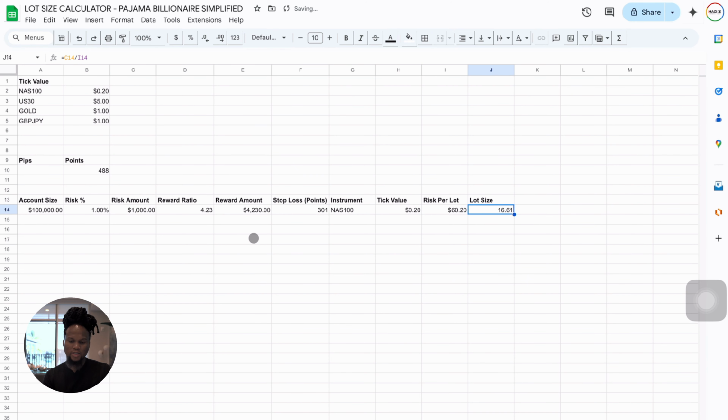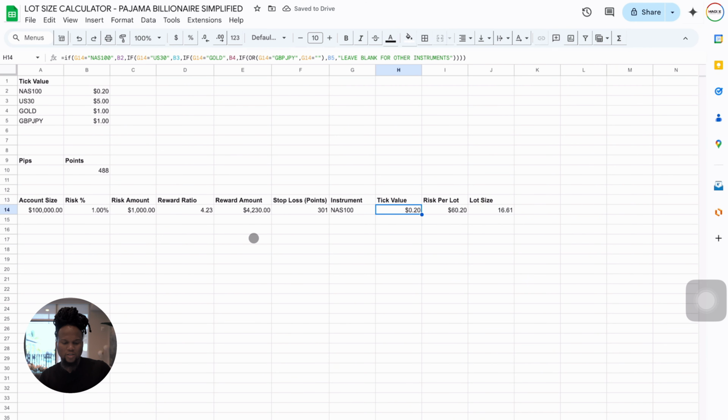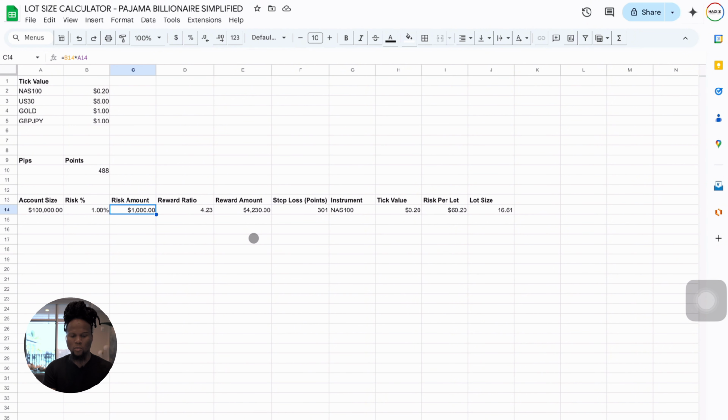So you realize I'm at 16 lots on this, right? So your lot size should be based on the risk amount that you're risking, right? So if I wanted to risk $2,000 now, oh, shouldn't touch there. If I want to risk 2%, right? So $2,000, you realize my lot size goes up more, right? And then I'm able to risk 2,000 to make 8,000 something because I'm multiplying it, right? So this is the benefit of the lot size calculator. This is the benefit of calculating the lot size.